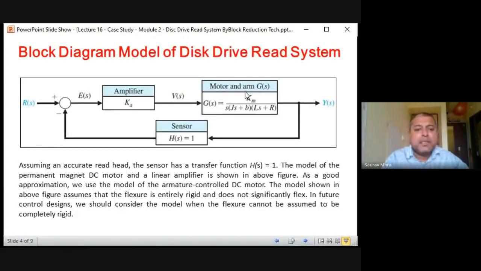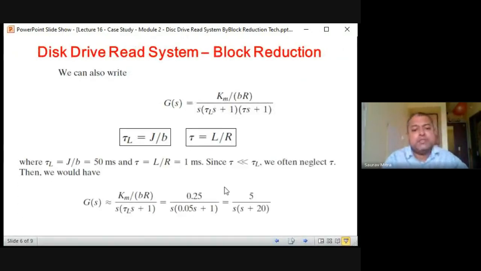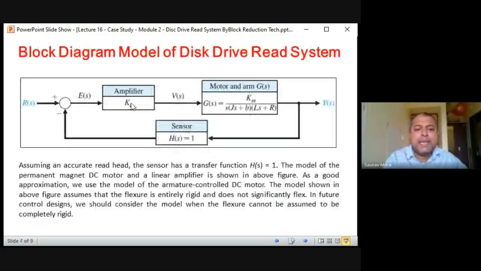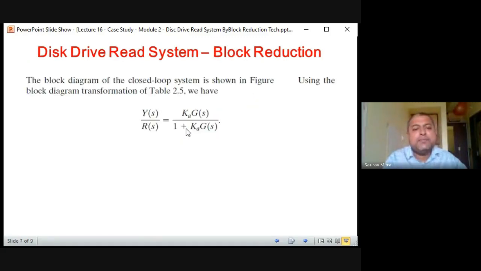So the whole thing has been approximated to this part, that is 5 divided by s into s plus 20. Only that plant part was a third order system, but now it is a second order system. Now multiply Ka with that. So if you see here, Ka into G(s). The overall loop gain will be K into G(s) divided by 1 plus K into G(s), because H(s) equal to 1. So that is what we are now finding.